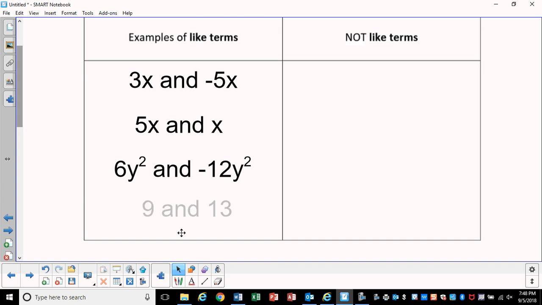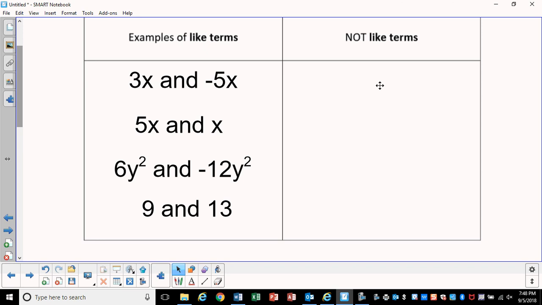And finally, 9 and 13 are like terms. Okay, the reason we can combine those is because they are like terms. They're alike because they don't have a variable. So they have the same variable of nothing. Okay, that's why we can go ahead and combine them. And just so you're aware, combining means add them together. So that's what we'll be doing when we talk about combining like terms.